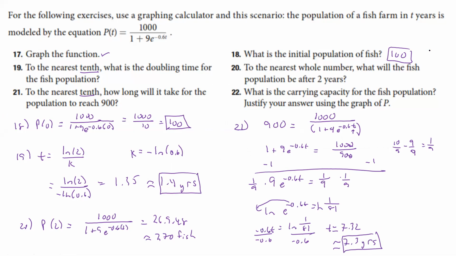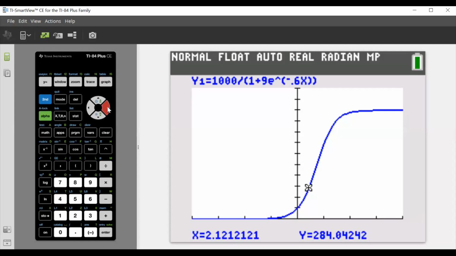So now 22. What is the carrying capacity for the fish population? Justify your answer using the graph of P. Well, we don't have to use a graph of P, but we will. Our carrying capacity, remember, is always this C value. So for 22, C equals 1,000, so that's the carrying capacity. And if we look at our graph, that will show the same thing. If we trace, the further we get up, it's going higher and higher, getting closer and closer to that 1,000.